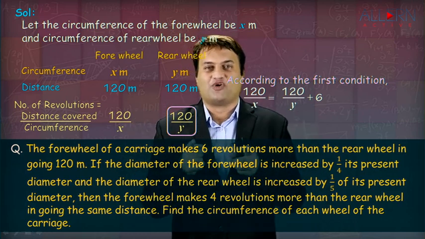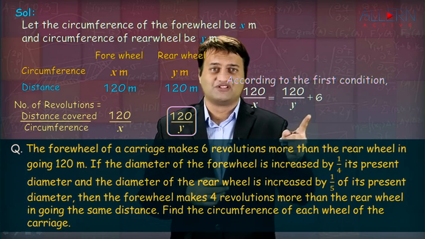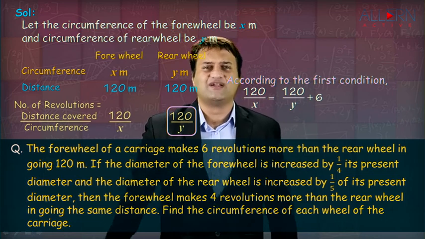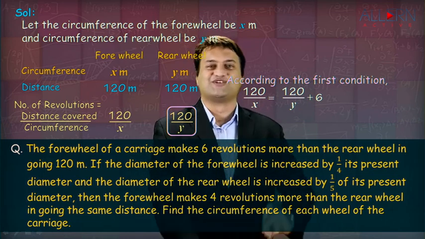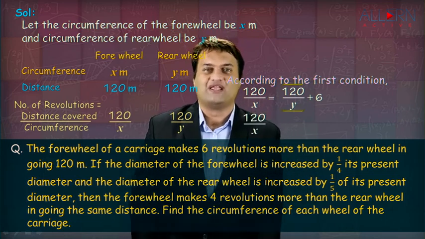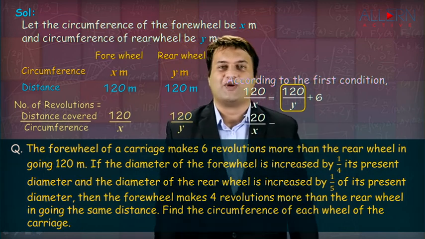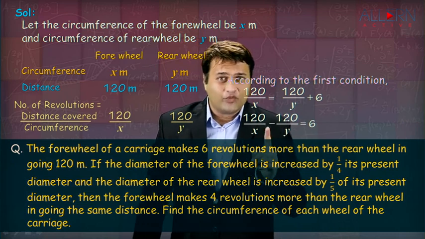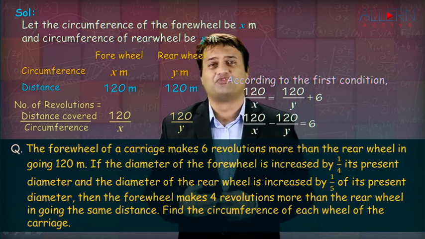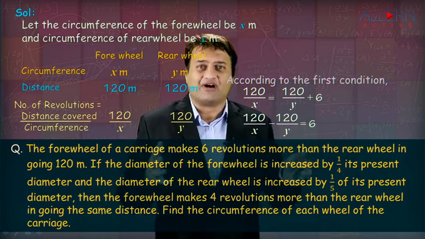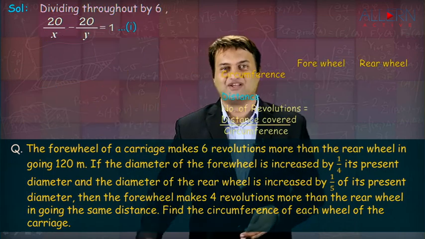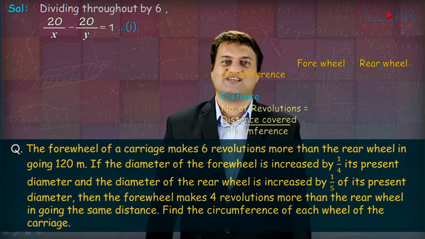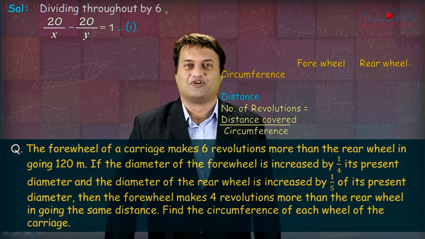The equation is formed in terms of number of revolutions because 6 is the number of revolutions, right? Now rearrange it, all the variables on one side, constants on the other side. We get 120 upon x minus 120 upon y is equal to 6. Now this can be further simplified by dividing throughout by 6, right? So let's divide throughout by 6 and we get 20 upon x minus 20 upon y is equal to 1. Let this be the first equation.